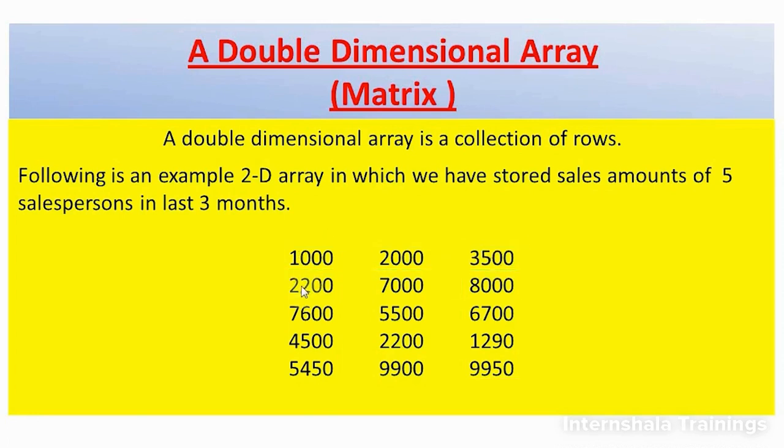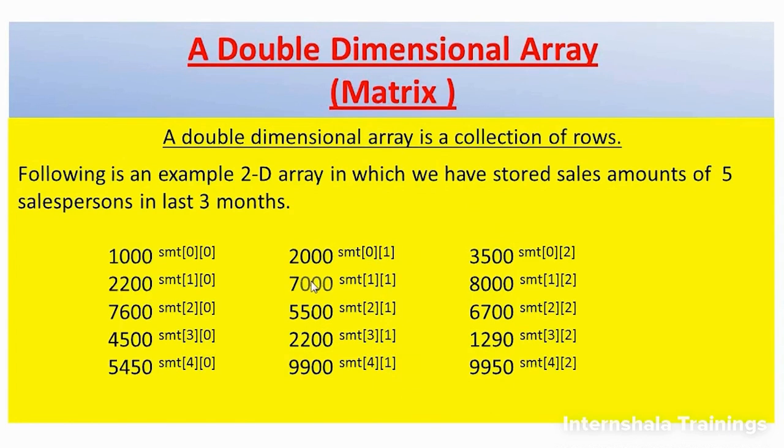Now we will switch to the next row. The next row pertains to the second salesperson. This value 2200 represents the sales amount of the second salesperson in the first month. 7000 is the sales amount of the second salesperson in the second month, and so on. Now I go to the last element, 9950, which is just a sample value. This element represents the sales amount of the fifth salesperson in the third month. So this is how we can use 2D arrays.